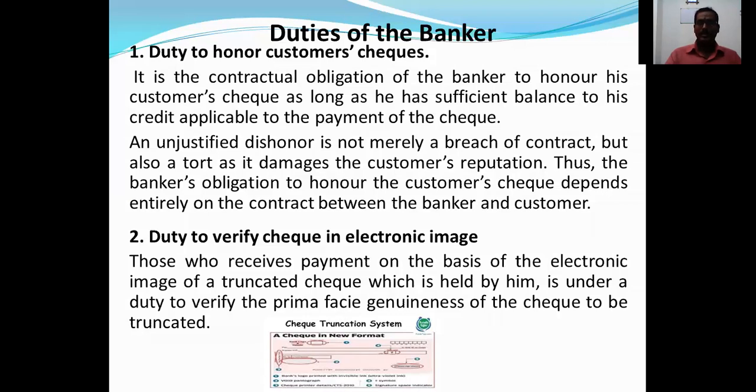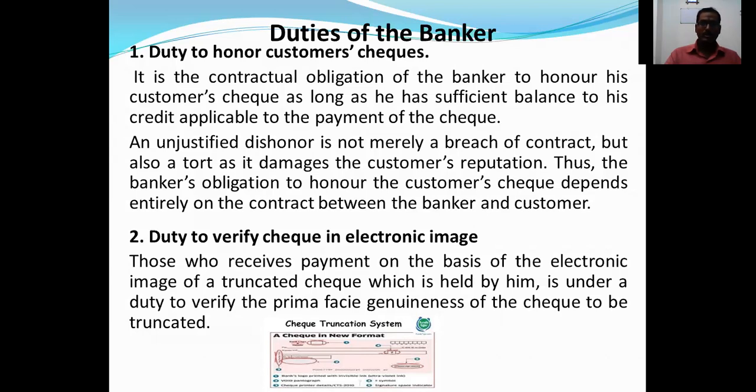Then we were discussing what the banker acts as. A banker acts as an agent, and a banker acts as a bailee. So these are some of the functions a banker carries out. In today's class, we will discuss the duties of a banker. So what are the duties a banker has to follow?